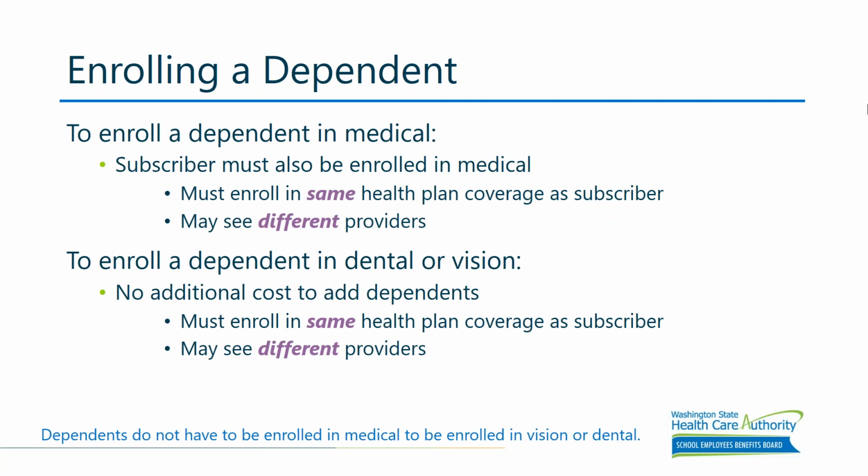In order to enroll a dependent in SEBB medical coverage, the subscriber has to also be enrolled in SEBB medical. They cannot waive and then add dependents. They also must enroll in the same health plan coverage, but keep in mind that they may see different providers. In order to enroll a dependent in dental or vision, the subscriber can go ahead and do that with no additional cost to add those dependents, but they still have to provide dependent verification. Also, the dependents have to be enrolled in the same health plan coverage as the subscriber, but again, they may see different providers.